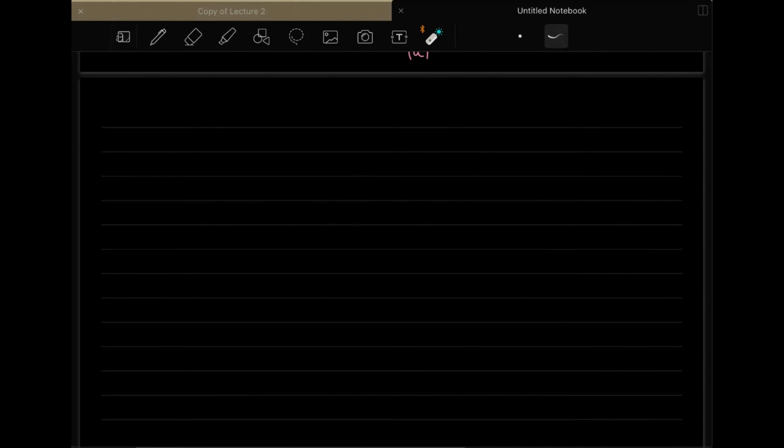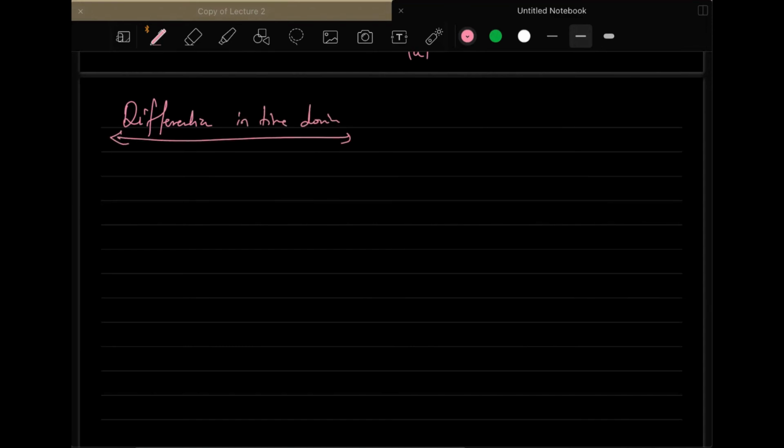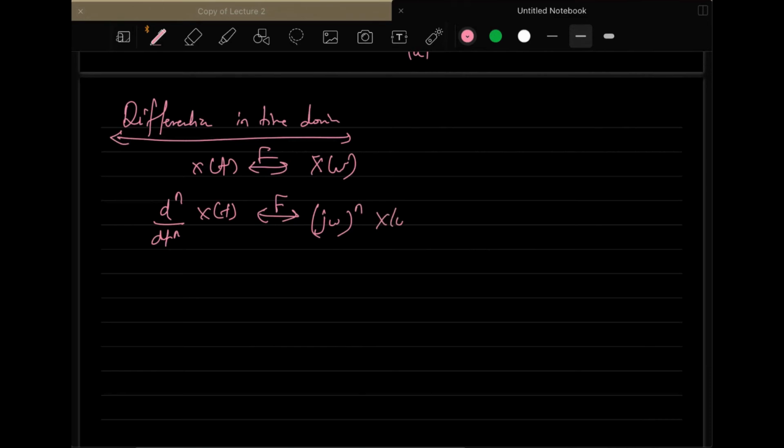Now another property that we have is differentiation in the time domain. So what it says is, if your signal x(t) is there, and if you take the Fourier transform of this, that will be x of omega. Now if you take the nth differentiation of this signal x(t), then the Fourier transform of this particular signal will be (j omega) to the power n times x of omega.